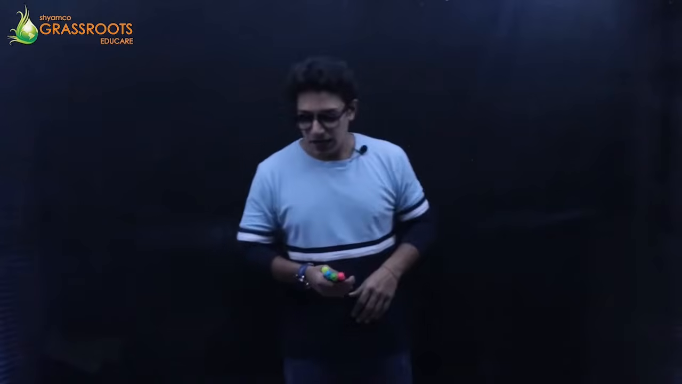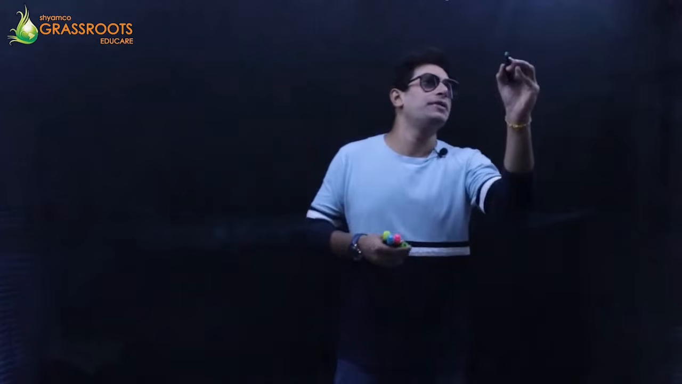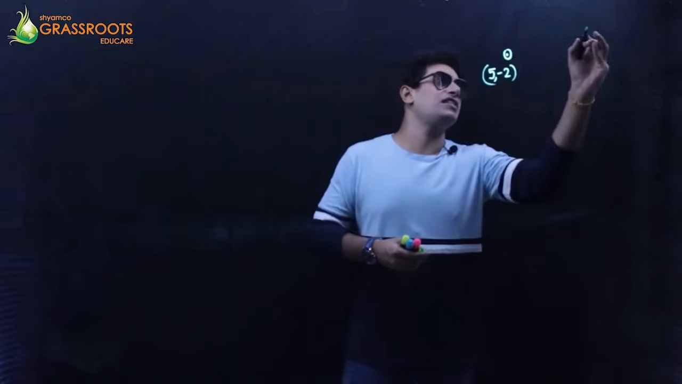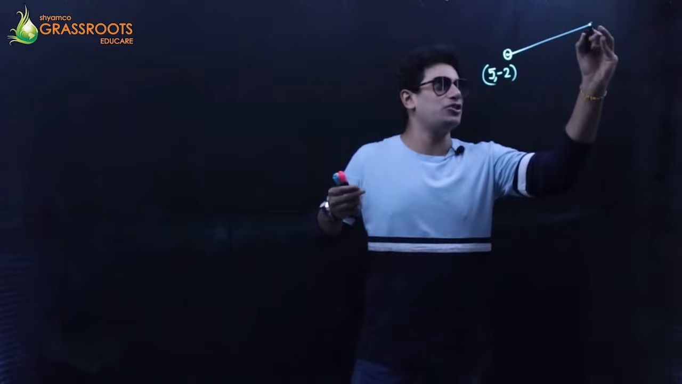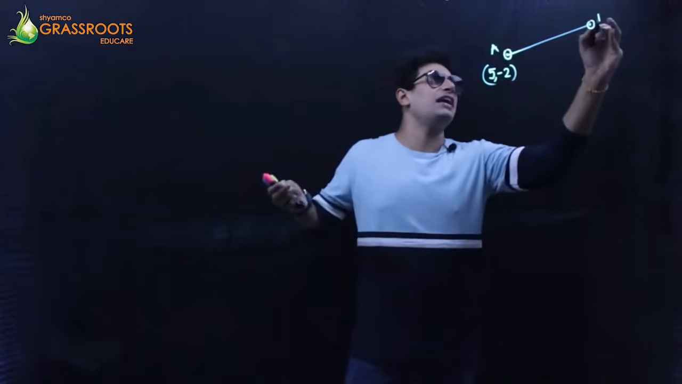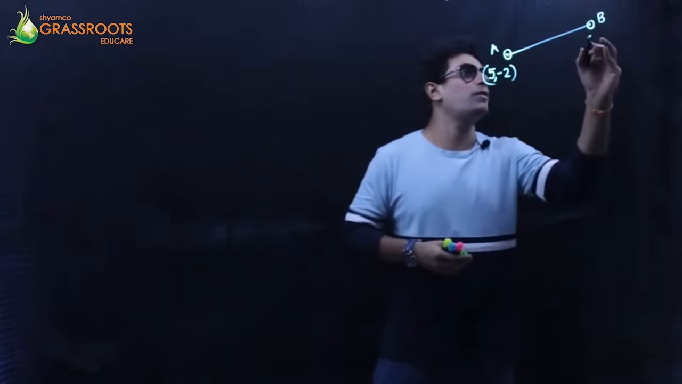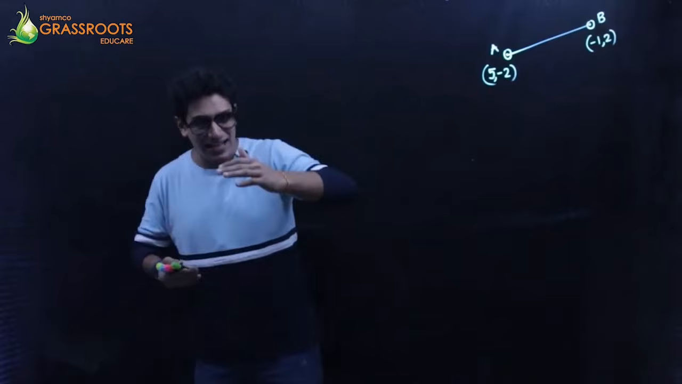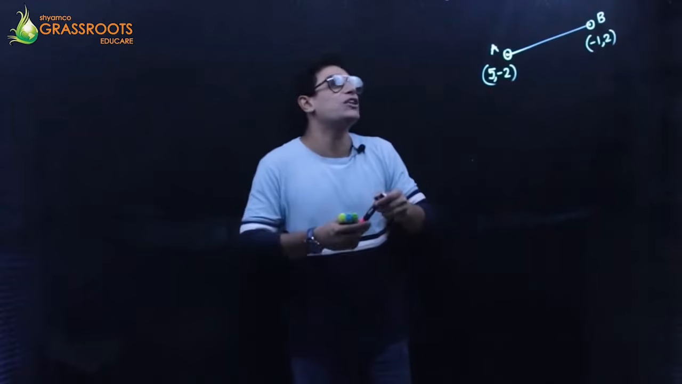Third question. Does the line 3x minus 5y equal to 6 bisect the join of the points 5 comma minus 2 and minus 1 comma 2? Understand, there are 2 points given to me. One of them is 5 comma minus 2, and there is a line segment joining the 2 points. Let's say that's A and B. The other point is minus 1 comma 2. Okay, understand the English.